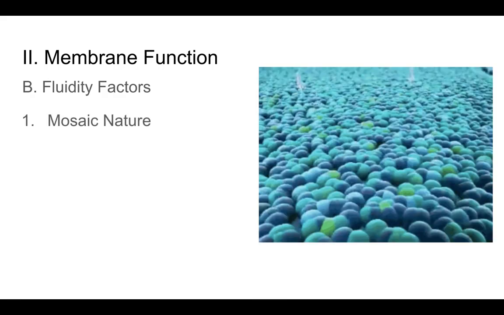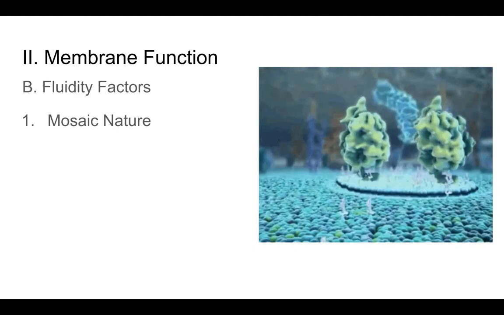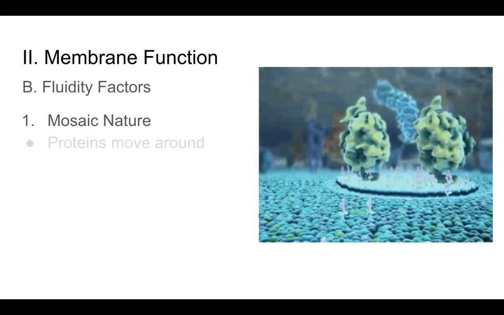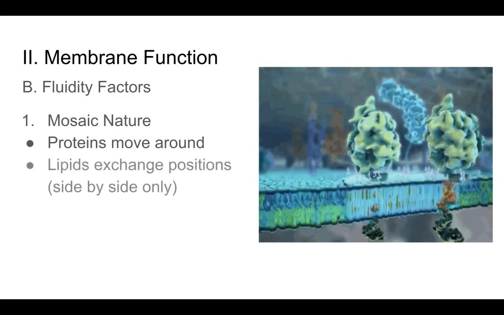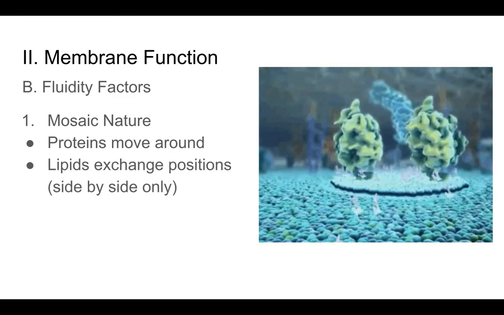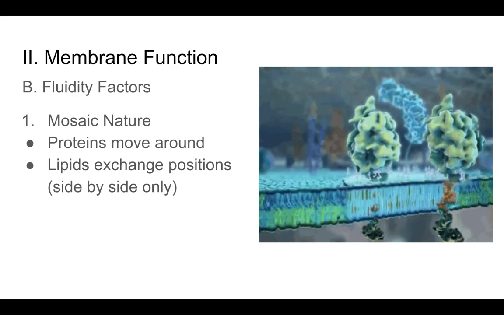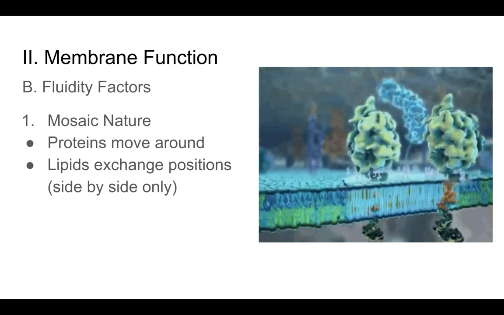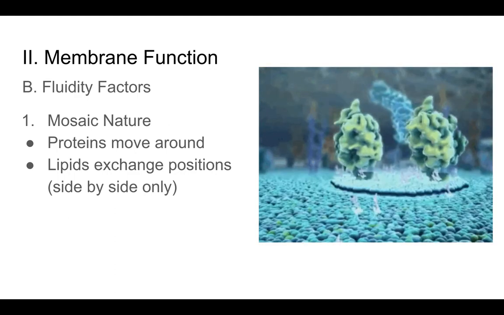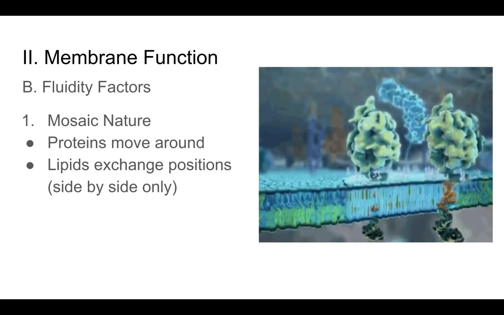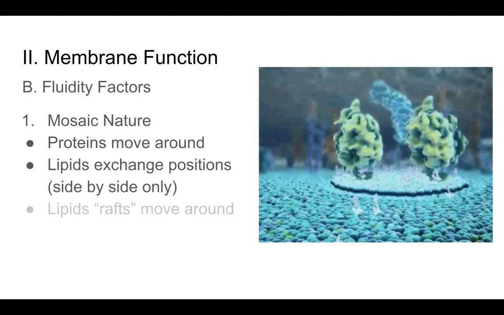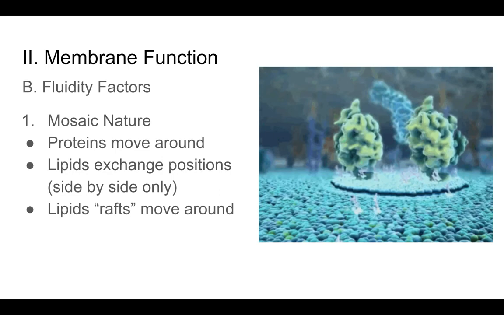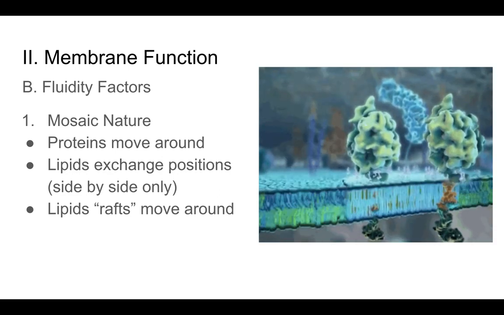So, things that impact whether or not the membrane is going to be fluid. The first thing is the idea that it is a mosaic. It is made up of a lot of different things. The proteins are moving around, the lipids are exchanging positions, they're sort of circling each other. The side by side phospholipids are circling each other in almost like a do-si-do action. If you know anything about square dancing, maybe some of you have done square dancing in PE before, the lipids are moving, and we see the movement of these big giant lipid rafts as well. Because all these things are moving, it is keeping the membrane nice and fluid.